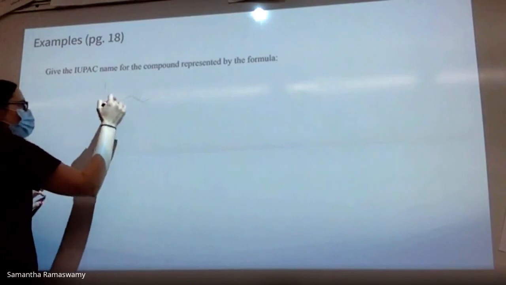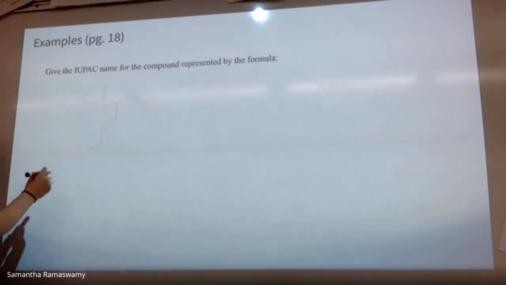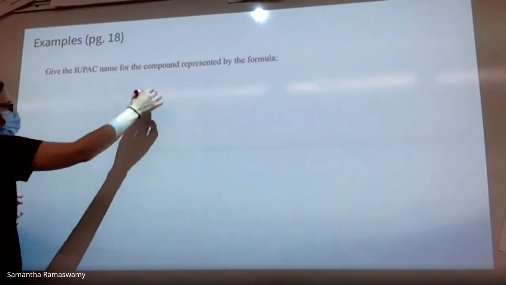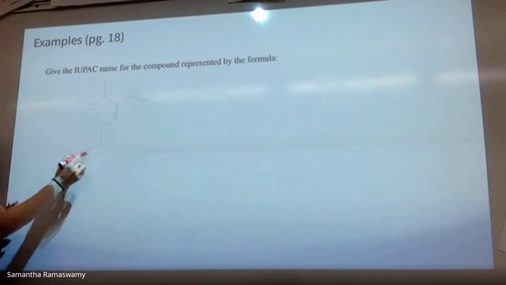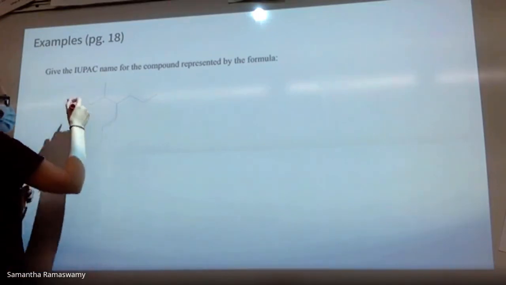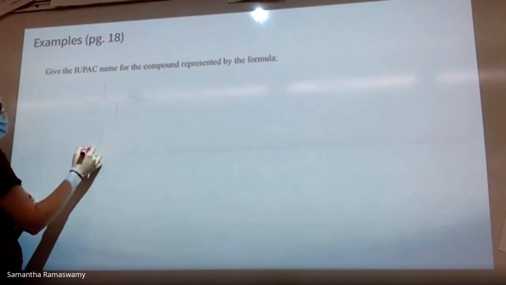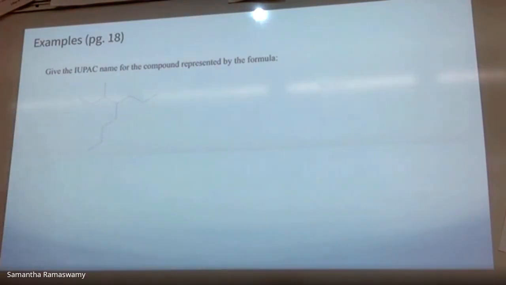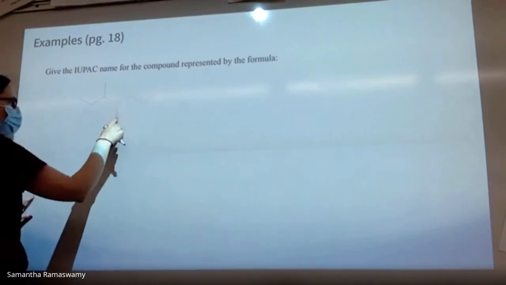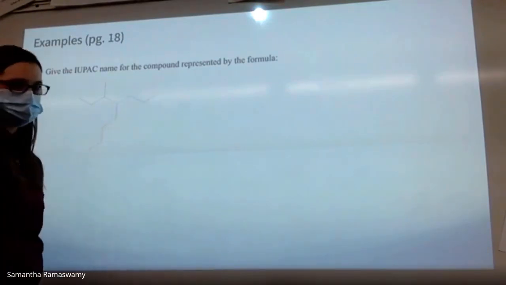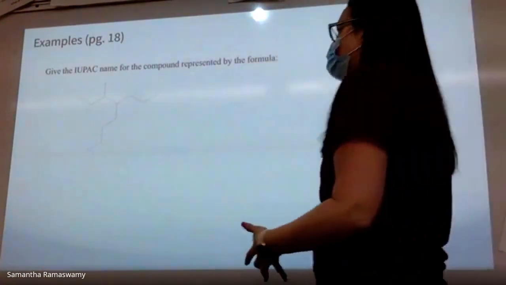So 1, 2, 3, 4, 5, 6, 7. So there's 7 if I go straight across. 1, 2, 3, 4, 5, 6, 7. Or what if I go 1, 2, 3, 4, 5, 6, 7, 8? So I see a long chain of 8 carbons.